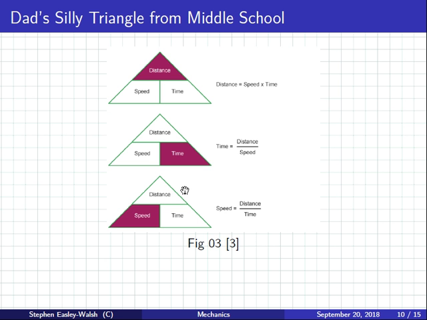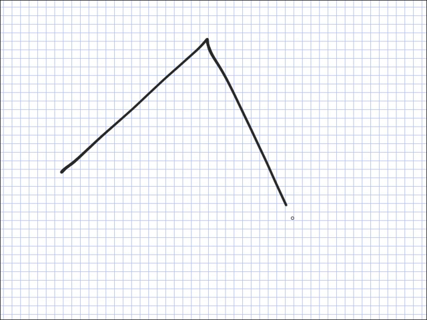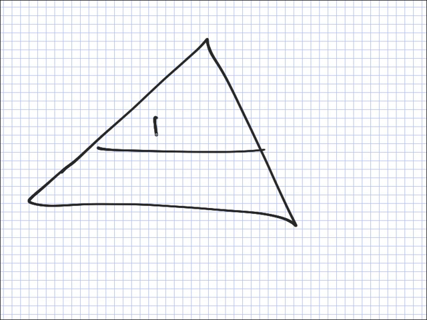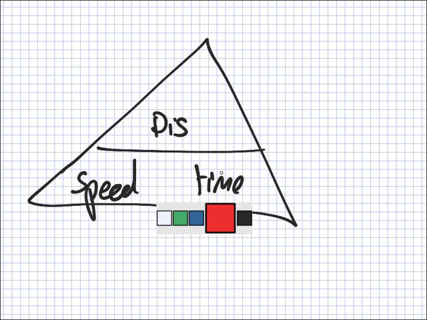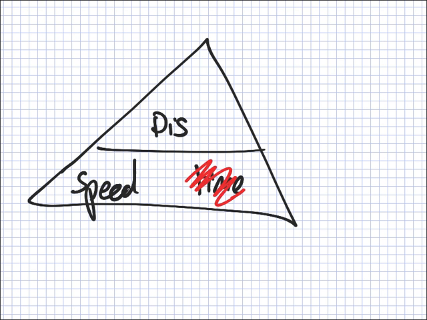No. Never. Are you sure? But I know how to calculate. You know it, but you've never seen this triangle? I'm shocked. Distance, speed, time. So if you want the time, then that's distance over speed. If you want the speed, distance over time. And if you want the distance, it's speed multiplied by time. It's very convenient, and you've never seen it.